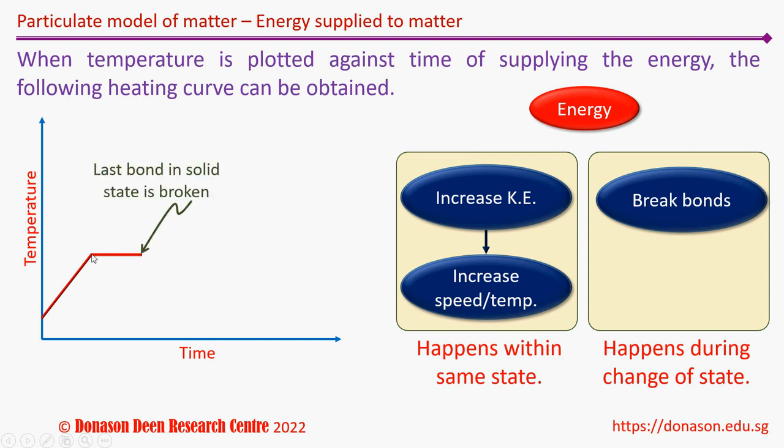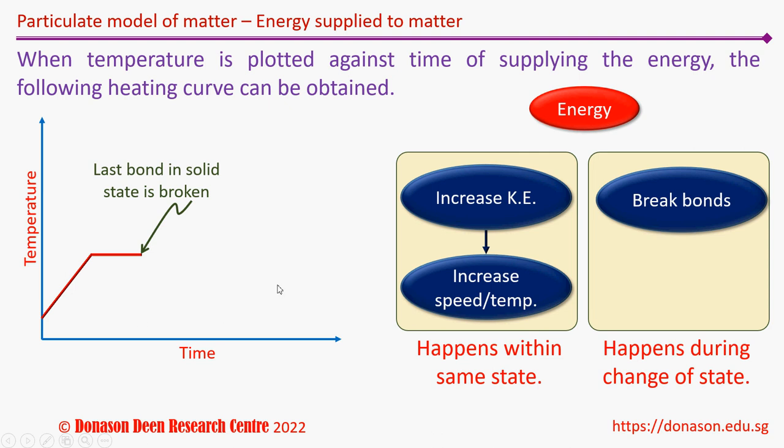And of course here the first bond started breaking, right? And this is exactly the position when the last bond in the solid state is broken. So here the first bond in solid state starts breaking, and then breaks more and more, and finally the last bond in solid state is broken. And of course, since all the bonds are broken, the particles do not have that orderly arrangement. They are able to move a bit more freely. They can slide over each other and all that.